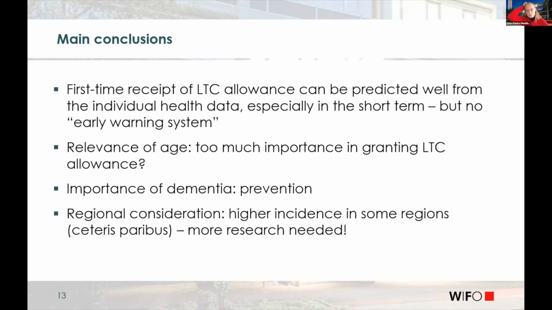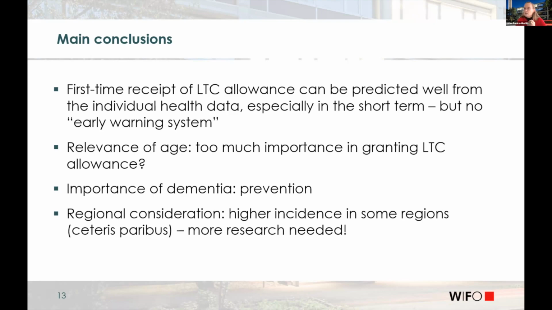We also see the importance of dementia. I only mentioned the first three characteristics that are important in the different parts, but when we look at the first 10 or 15, we see that dementia is very important, which calls for a stronger political focus on prevention. What's interesting is that we see a regional divide. So we see that we have a higher incidence in some regions, ceteris paribus, but we have to do more research in order to know why this is the case.